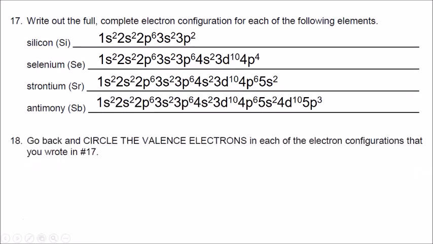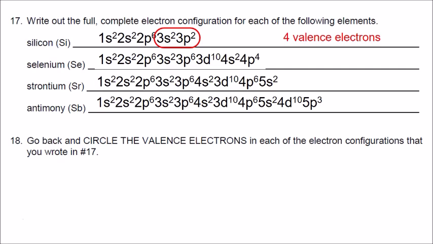Okay, in number 18 it says go back and circle the valence electrons in each of the electron configurations that you wrote. So for silicon, it has 4 valence electrons, so we'll circle the last 4 electrons in the configuration, 3s2, 3p2.